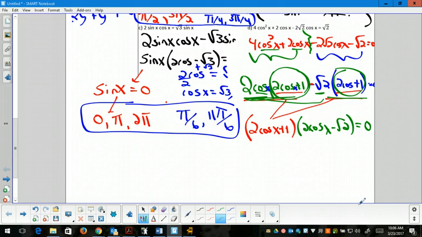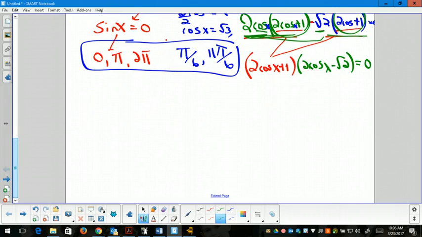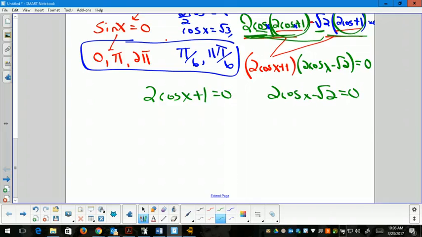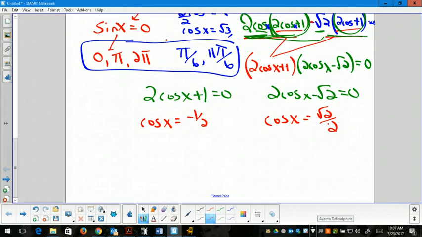Okay, so now we're ready to solve. We're going to set each of these equal to 0. So 2 cosine x plus 1 equals 0, and 2 cosine x minus square roots of 2 equals 0. We're going to add and then divide. So this one will be cosine of x equals negative 1/2. This one will be cosine of x equals positive square roots of 2 over 2. Each of these on the interval from 0 to 2 pi should give us 2 answers. So cosine of negative 1/2: you're right, 2 pi over 3 and 4 pi over 3.